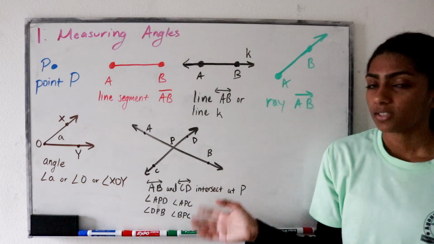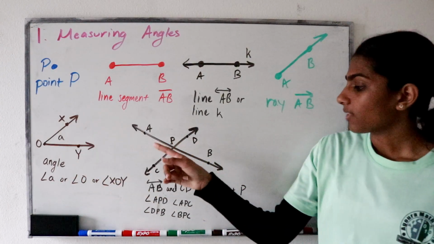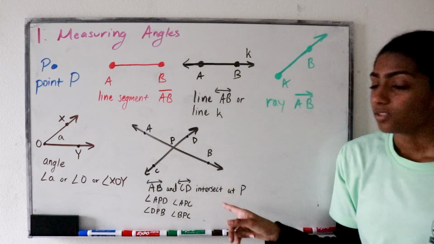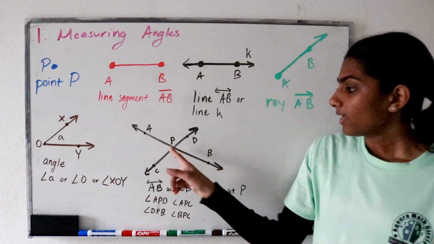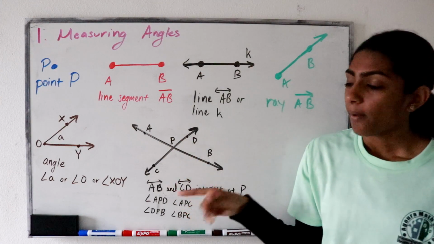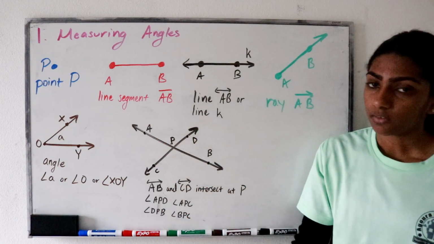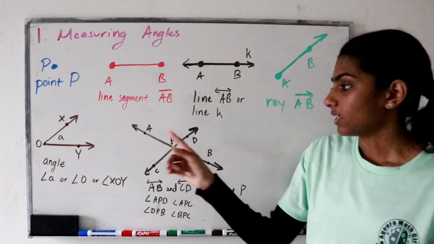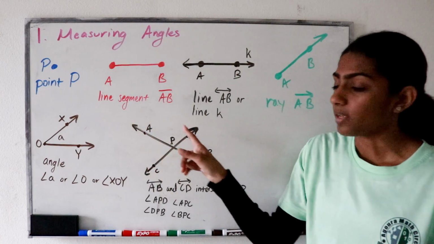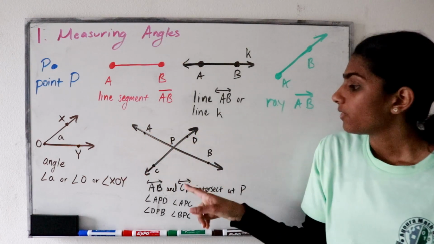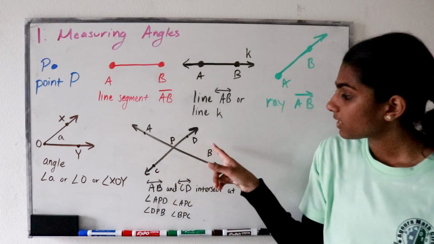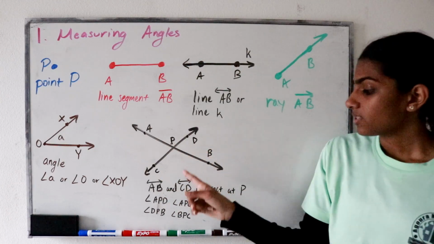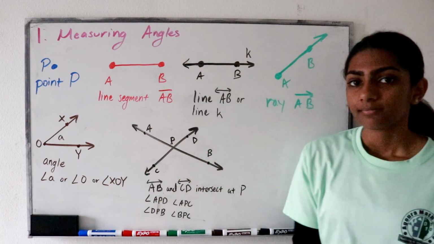So next we have intersecting lines. Right here we have line AB and CD that intersect at point P. Now we can't call any of these angles angle P because we don't know which angle we're referring to. So we instead label it like this. This angle right here would be angle APD. This angle would be APC. This angle would be DPB. And this angle would be BPC.